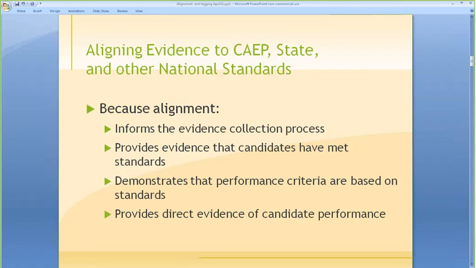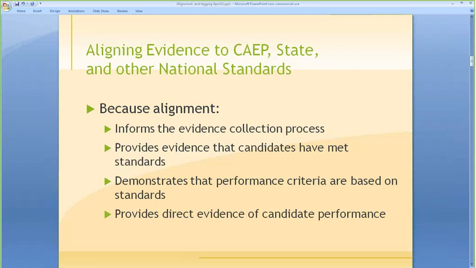So alignment informs the evidence collection process, of course. When candidates have a particular assessment, it's great for them to know how they're performing in relation to the standards that are national standards or state standards, and are they at the appropriate performance levels that would be expected for them as candidates or as beginning teachers.